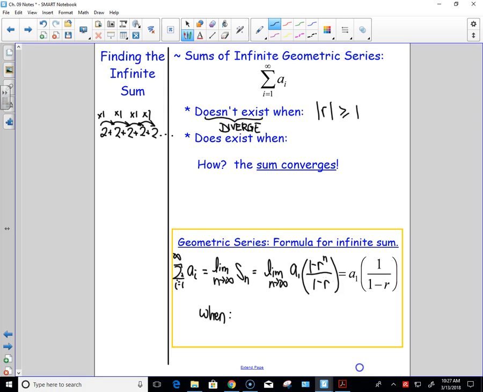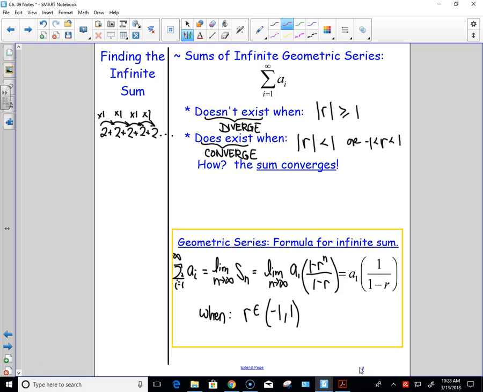What's the word that describes an infinite series that exists, or an infinite sum that exists? Converge. Good. When? Well, what are all the other numbers besides absolute value of r greater than or equal to 1? Absolute value of r less than 1. Another way of putting it, r is in between 1 and negative 1. So whenever r is within, not including, negative 1 to 1, the infinite series will converge, and it will converge to the infinite sum, which can be found by the formula up above.